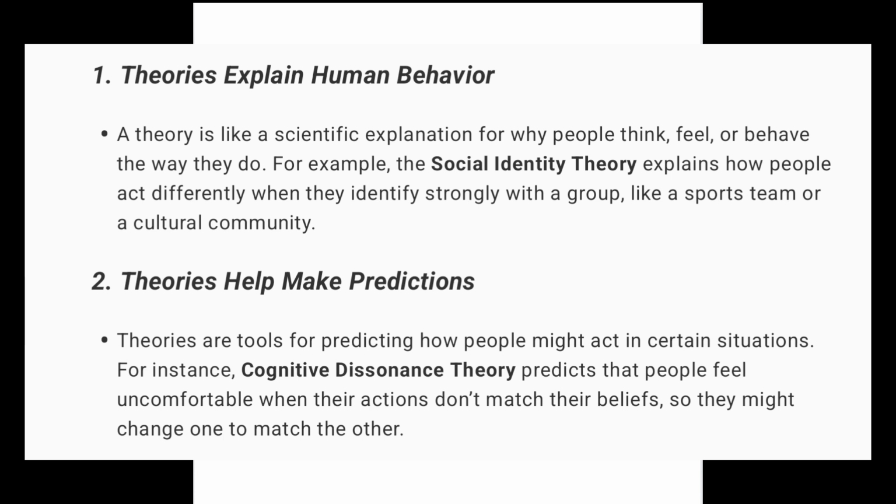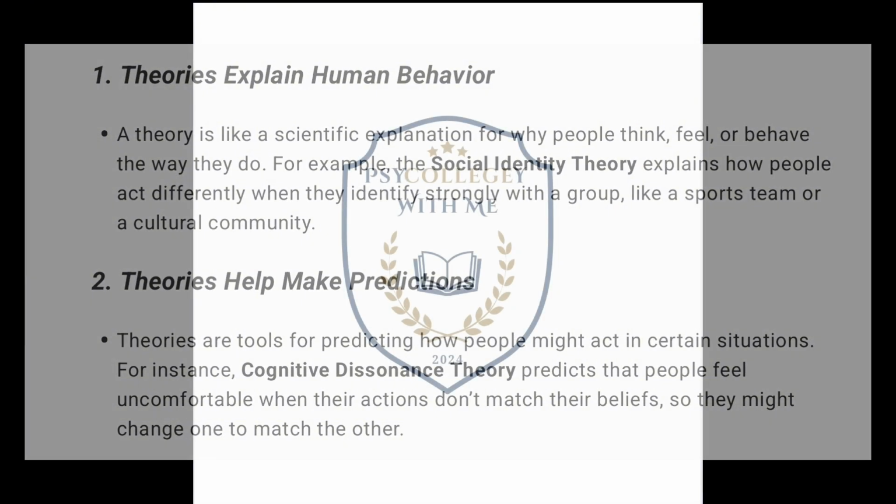Number 2, theories help make predictions. Theories are tools for predicting how people might act in certain situations. For instance, cognitive dissonance theory predicts that people feel uncomfortable when their actions don't match their beliefs, so they might change one to match the other.